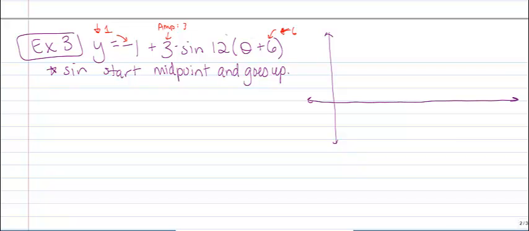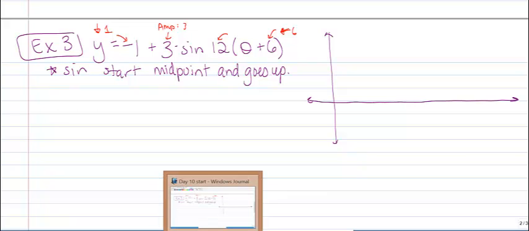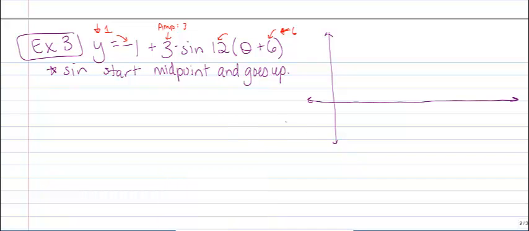And then our 12. This basically means that the graph is going to be moving 12 times faster than what a regular sine graph would have, if that makes sense. So our period should be a lot shorter than the regular 360, which we'll see once we start going. I'm not going to write all of the stuff down like I did with the first cosine problem, just because it's a lot of writing.